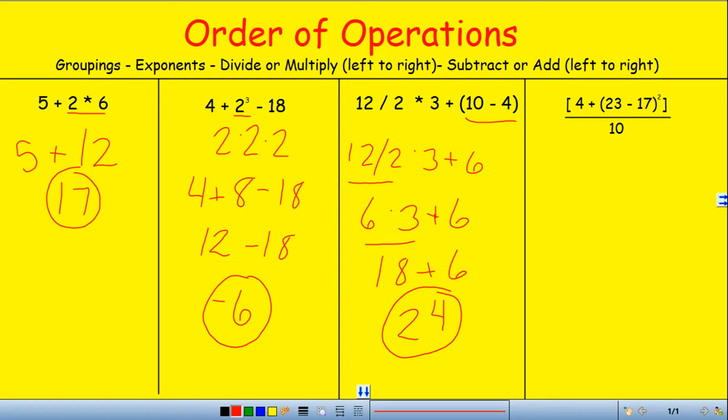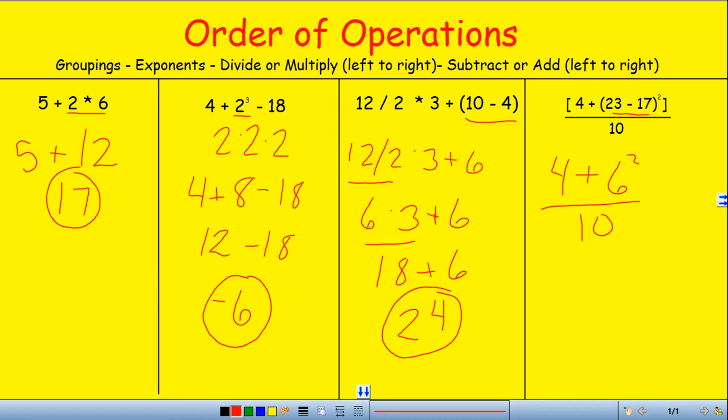Our very last problem has multiple operations, which shows us the importance of having an order of operations. We have bracket 4 plus parentheses 23 minus 17, parentheses close, raised to the power of 2, bracket close, that is divided by 10. Let's look at our groupings. We'll go to the innermost grouping, the parentheses, which is 23 minus 17, and that gives us 6. So if I were to rewrite it, that's 4 plus 6 raised to the power of 2, divided by 10.